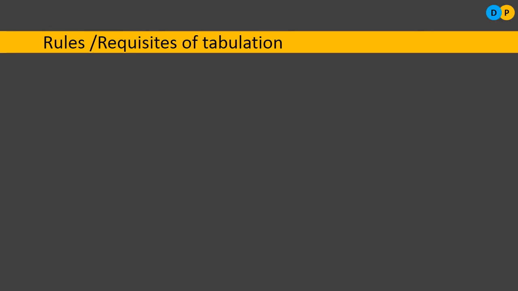So the first rule is size. What does it mean? It means size of the table. So what is a table? Table is nothing but a collection of rows and columns. So a table can have any number of rows and any number of columns, but if there are too many rows and too many columns, then it will be difficult for us to study the data present within the table.